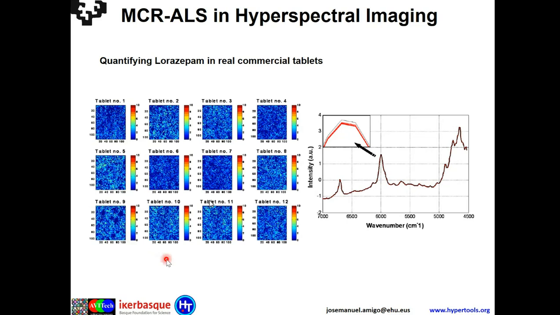And applying MCR, as I said before, we can obtain the pure spectra. And the pure spectra of these tablets obtained with MCR was this one. The thing is that we didn't use the pure spectrum of lorazepam as a constraint or as an initial guess. These are just models made as free as possible, with only one constraint: no negativity in concentrations.